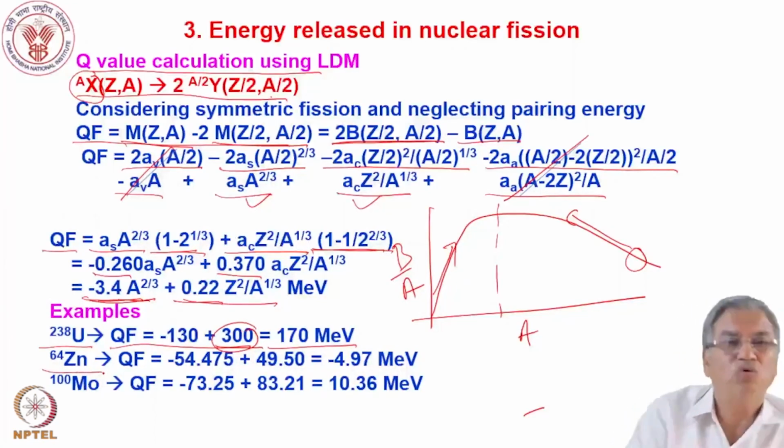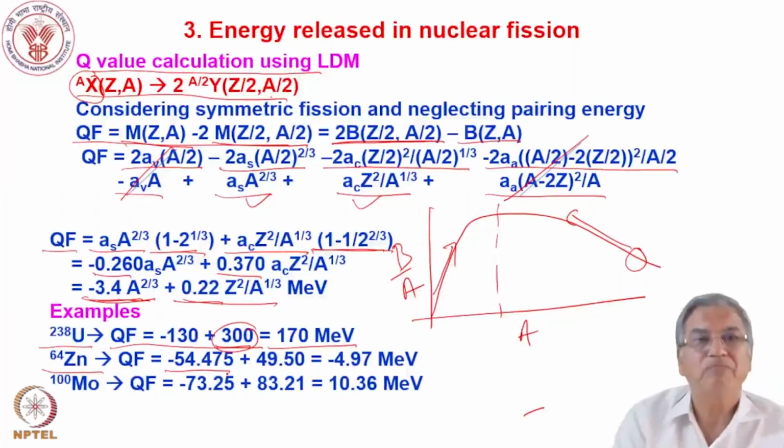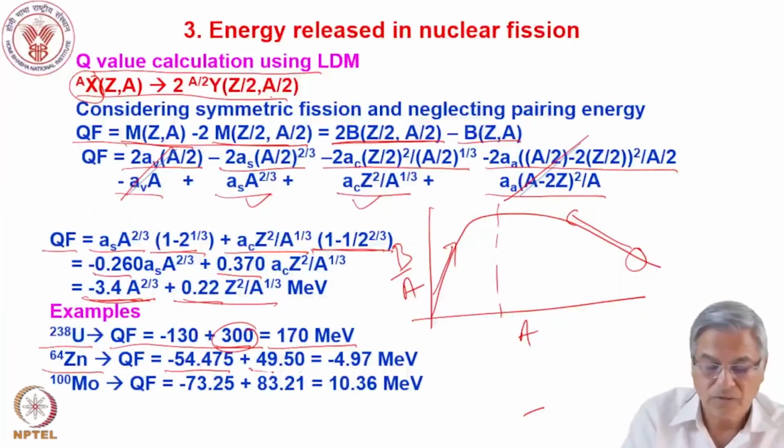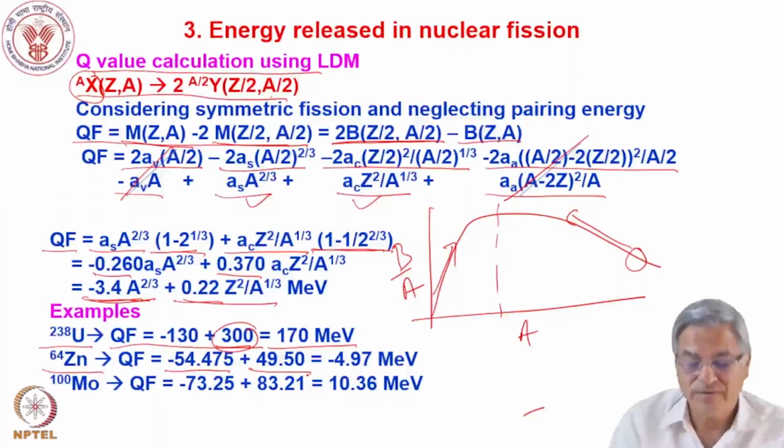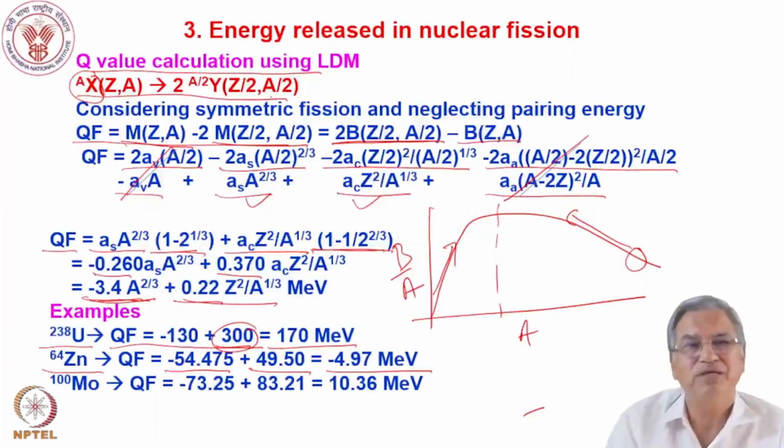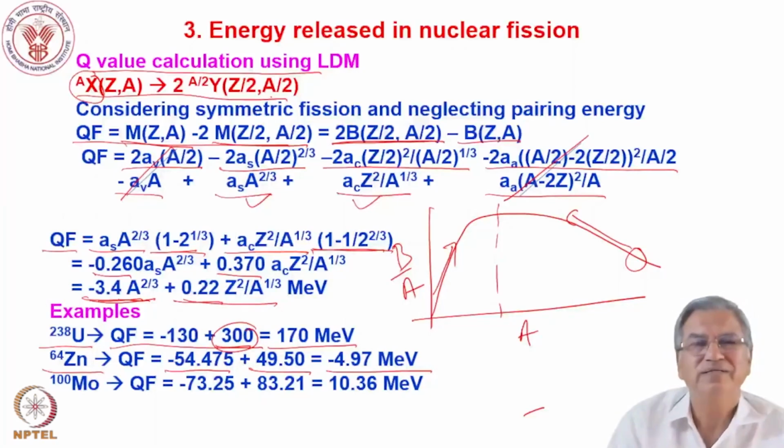For zinc 64, Q value for fission, surface energy term minus 54.475, Coulomb energy term 49.5. So that is minus 4.9. So you can see here the Q value for fission of zinc 64 is negative, and so that explains why the light mass nuclei do not undergo fission.